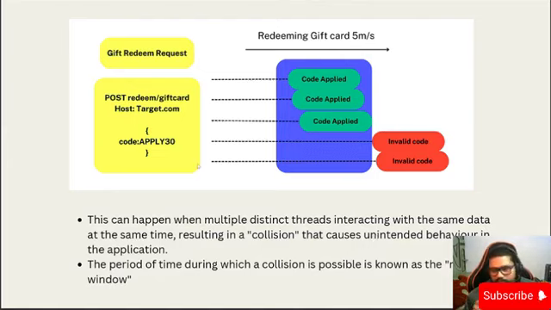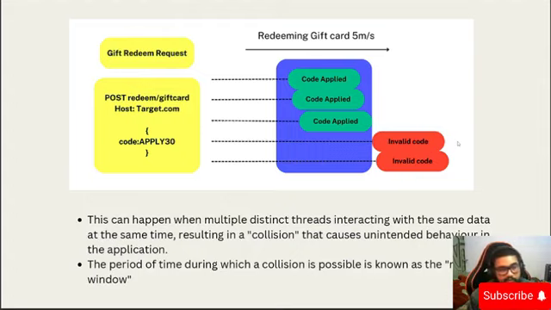Like a coupon code should be applied only once, but in a race window or race condition, we are able to apply this code thrice. The period of time during which a collision is possible is known as the race window. Simply, the requests that are responsible for a collision. Here are 3 requests. Maybe they can be hundreds. 100 requests can also create a collision or a race condition. It depends on how many requests we are sending in a span of time.